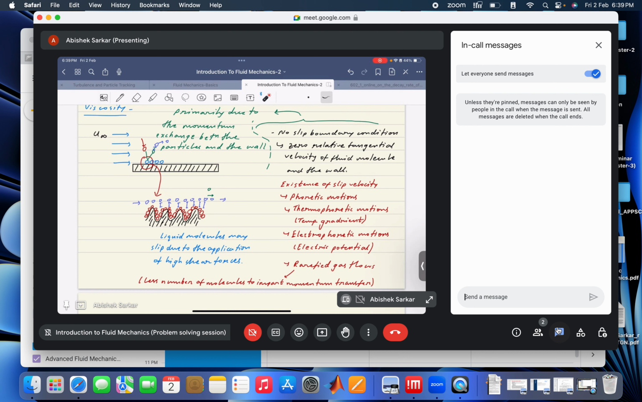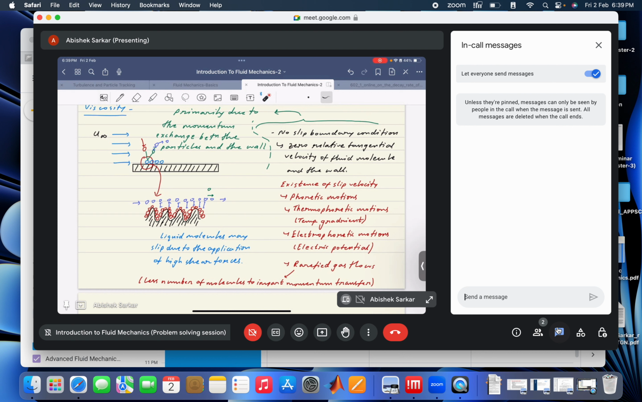And one special case is the no slip boundary condition, which may seem universal in nature. If you are ideally dealing with incompressible flows and liquid flows, then the no slip boundary condition is universal in that context. But there are certain scenarios or situations where the no slip boundary condition is not satisfied. Okay, that we'll also discuss.